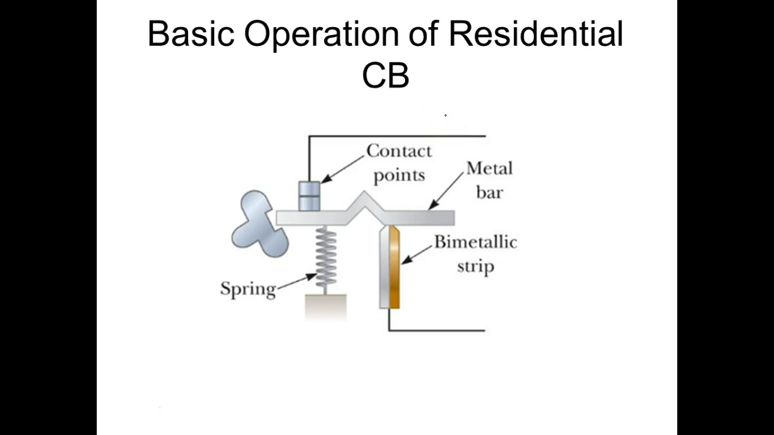So this is the way a bimetallic thermal break works. This is one of our contacts, right? This is one of our contacts. And what happens when this thing bends, it hits this little bead. When it hits that little bead, it snaps.